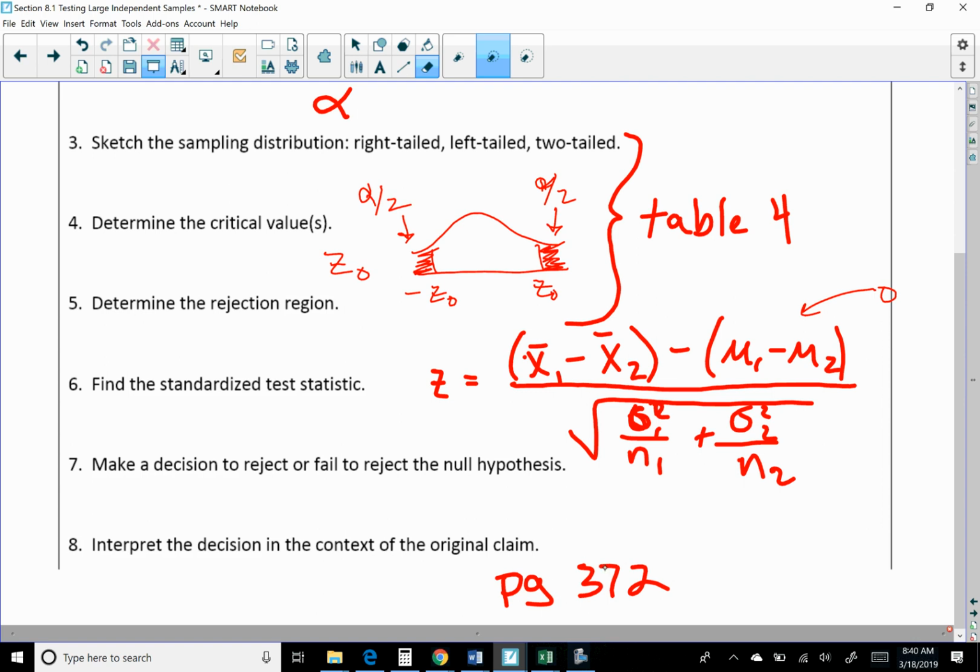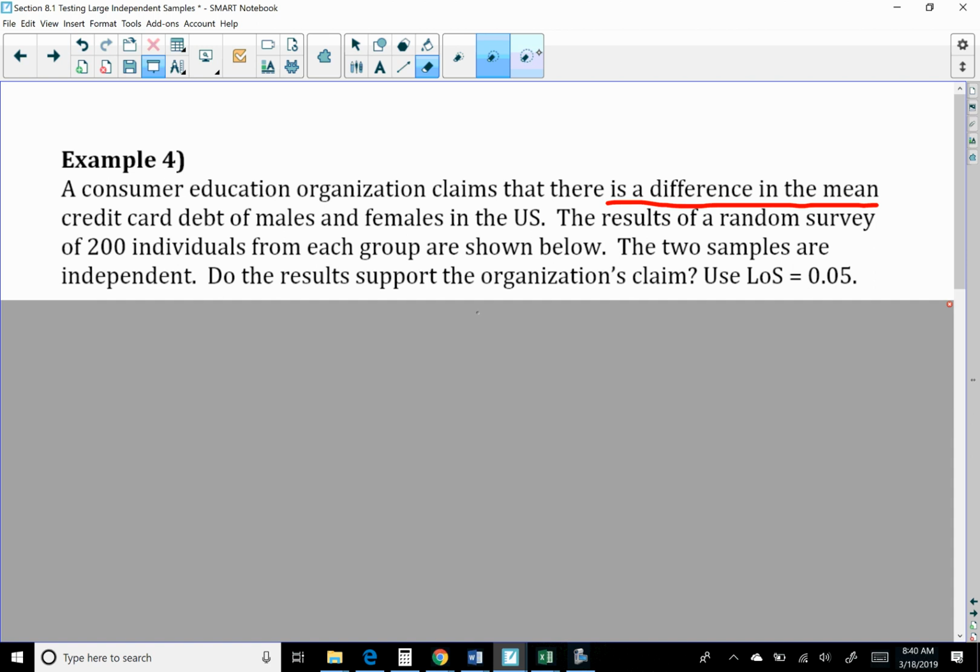And then we're going to interpret the decision in the context of the original claim. We've done that over and over again. If you need a refresher, there's that table on page 372. But by now, I'm hoping you guys have figured out that if the null is the claim, then we say either there's enough evidence to reject the claim or there is not enough evidence to reject the claim. If the alternative is the claim, then we say there's either enough evidence to support the claim or not enough evidence to support the claim, depending upon whether we have rejected the null hypothesis or not. Let's try this out.